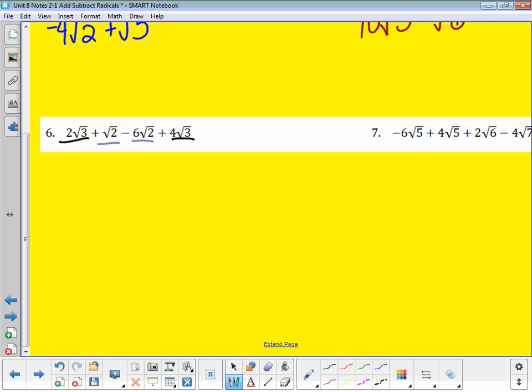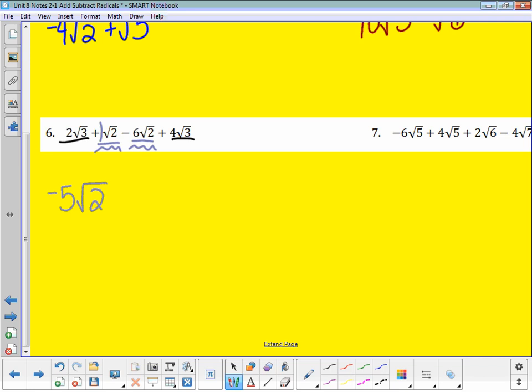So I'm going to start with the square root of 2 first. So I have the square root of 2 minus 6 square root of 2. Now, square root of 2 is fully simplified. So now if there's no number out front, that's the same as having 1 square root of 2. So I'm taking 1 square root of 2 minus 6 square root of 2, and that's going to give us negative 5 square root of 2.